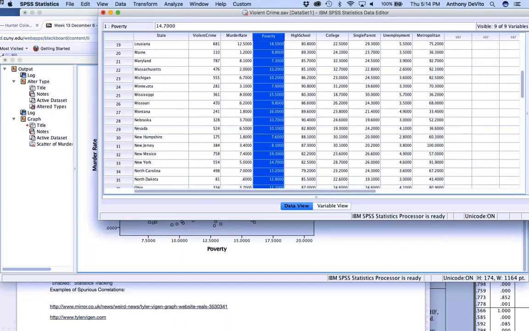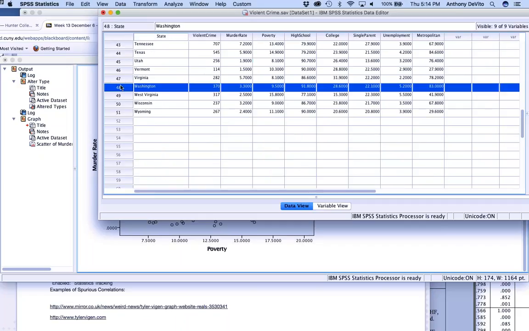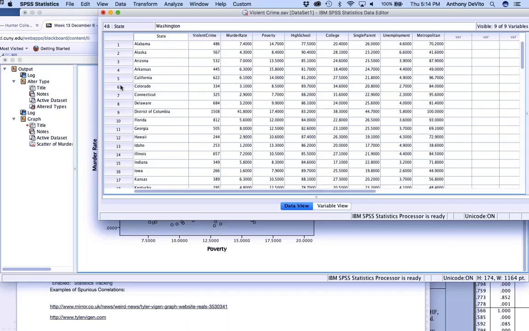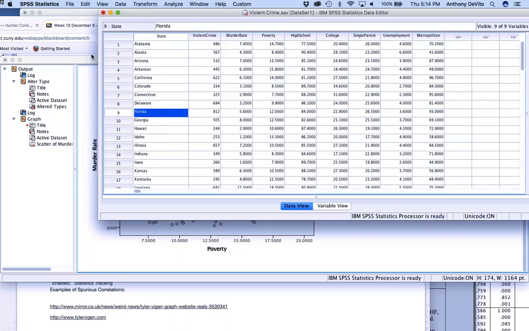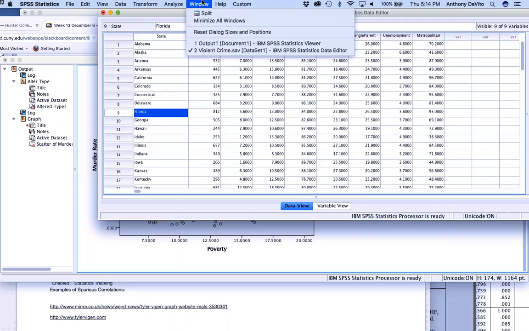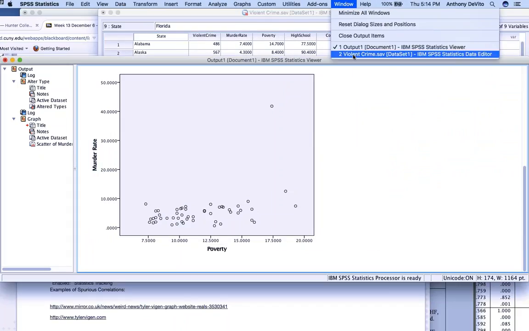Okay, let's see where it is. Yeah, see Washington here. Oh, I'm sorry, is that the beginning? Oh, there you go. Yeah, look at the violent crime rate and the murder rate compared to all the others. So I'm going to just say that that's an outlier. I'm going to clear it, I'm going to remove it. I went to Window, and I chose the data window. Okay, go here, Window, and I can go to Output, or I can go to Window and go back to the data window.